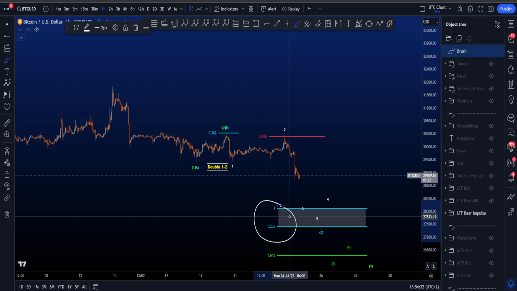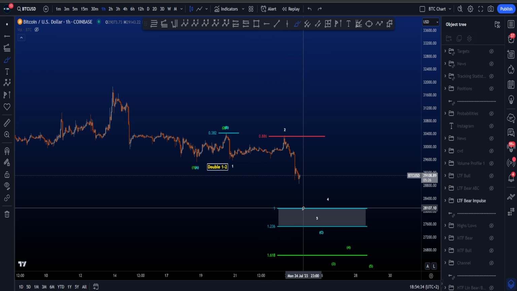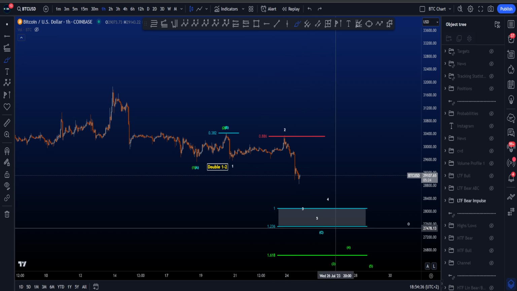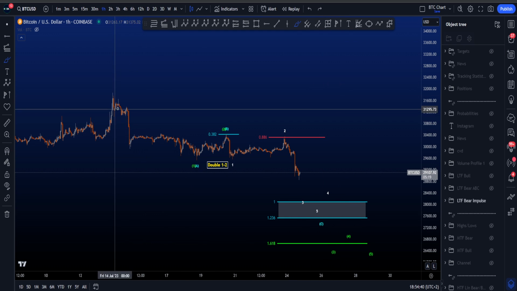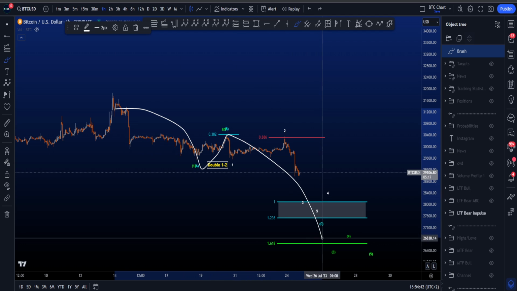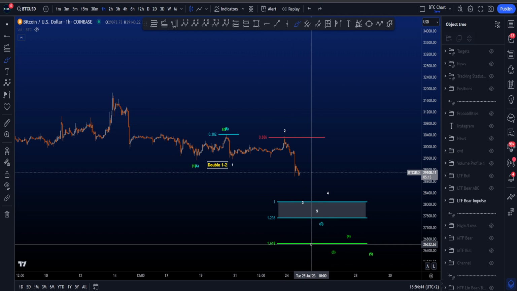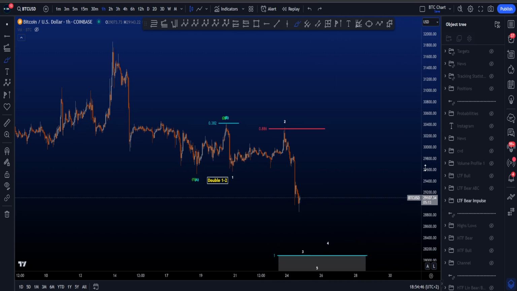is between the 1 and the 1.236, sitting between 28.1k and 27.5k, or the 1.618 in then a wave 3, where we are then looking for a 1, 2 and then a bigger 3, where the 1.618 is a common target for 3, sitting at 26.6k.